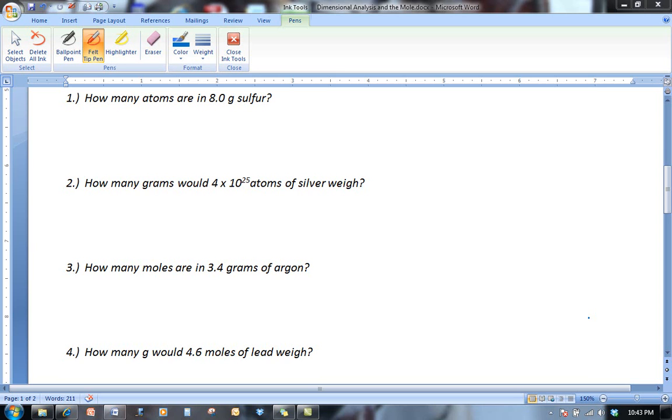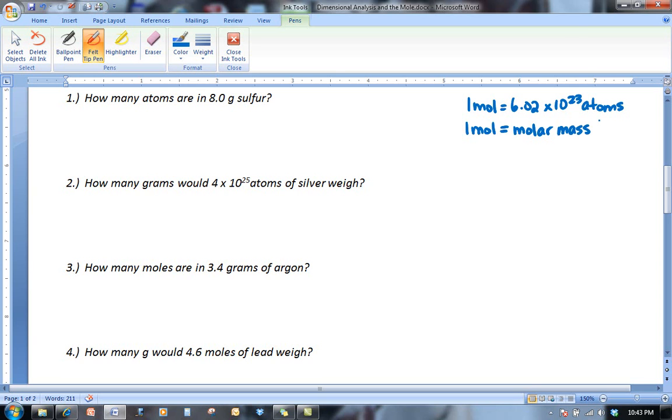Well, there are a couple things that I want to write down before we actually start. And these are our conversion equations. For instance, we know that in 1 mole we have 6.02 times 10 to the 23rd atoms. We also know that 1 mole of something is equal to the molar mass.